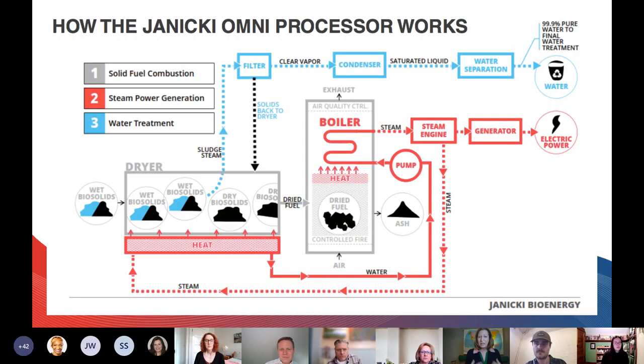The Janicki Omni Processor, as it turns out, was something that Bill Gates was trying to work on and fund, because in the country of Senegal, they had a problem with wastewater. There was too much wastewater and there wasn't enough purified water. So listen, if you're Bill Gates and you want to tell people in the US, here's what the Janicki Omni Processor can do in Senegal, the problem is, how many of us, frankly, are going to take an interest in that? How many of us are going to care?